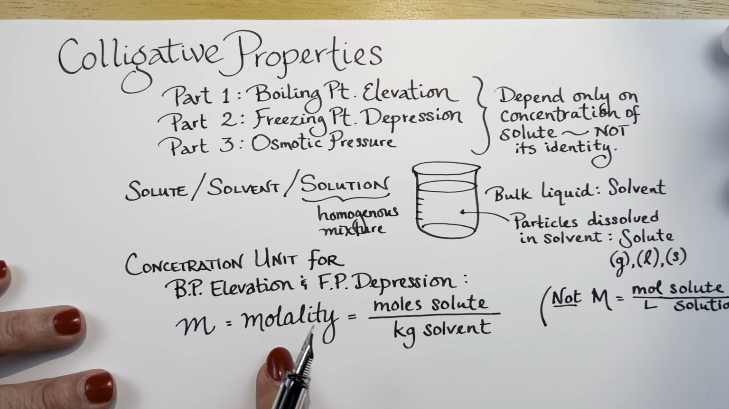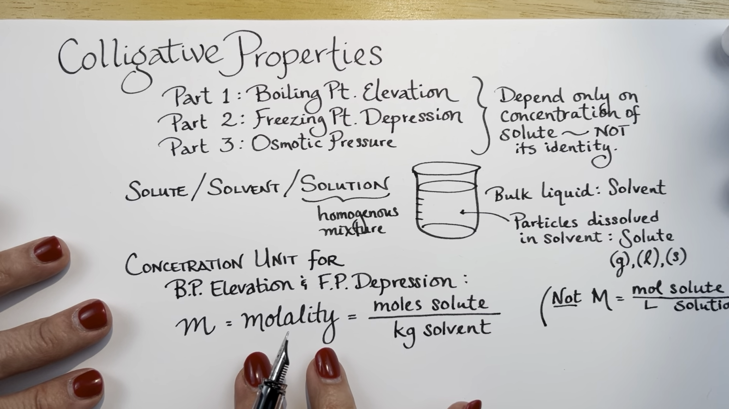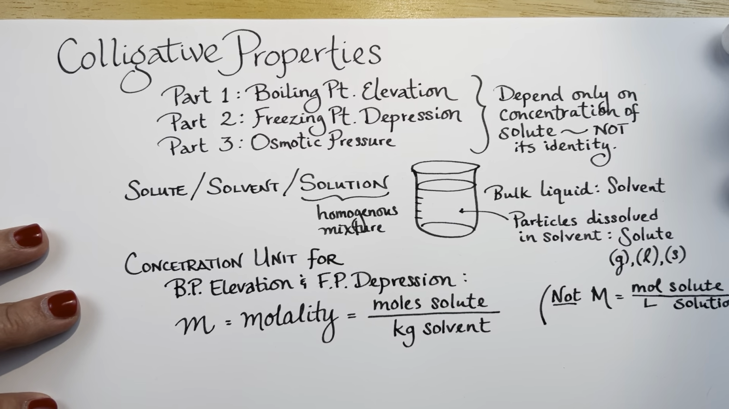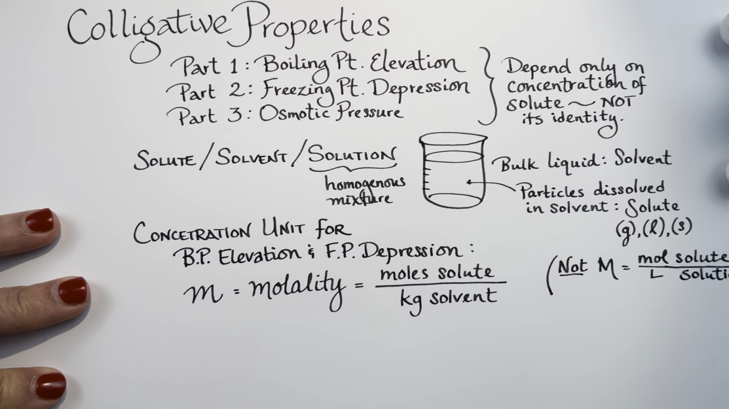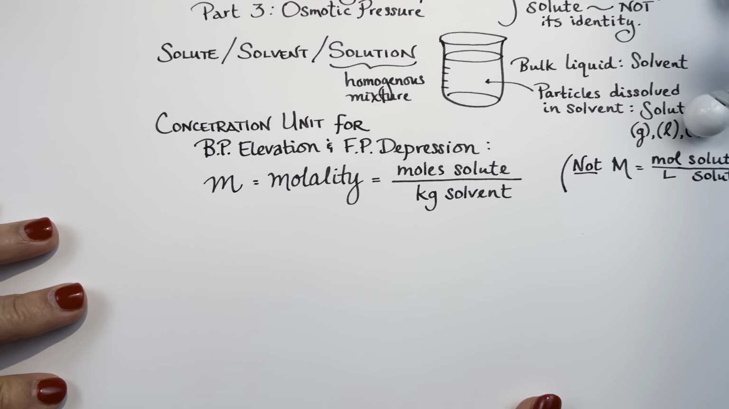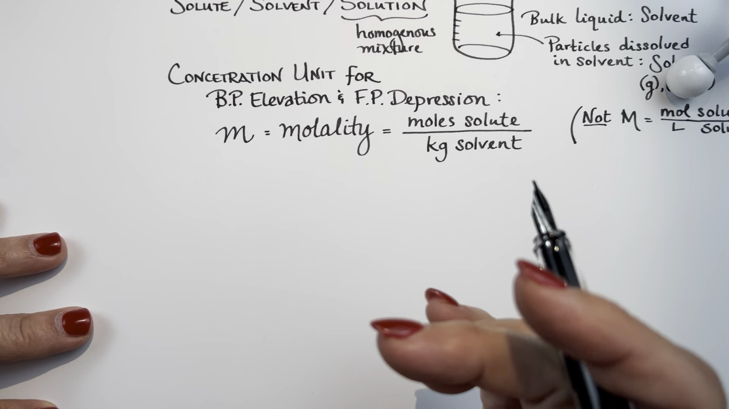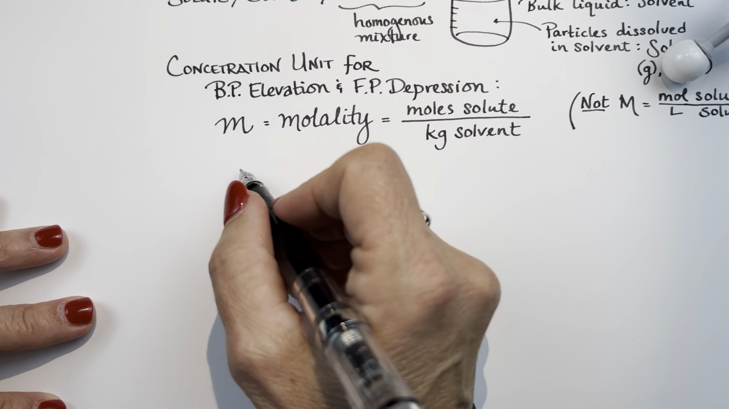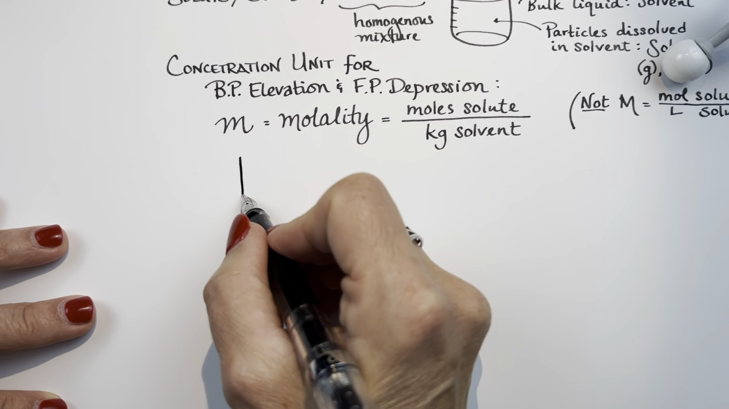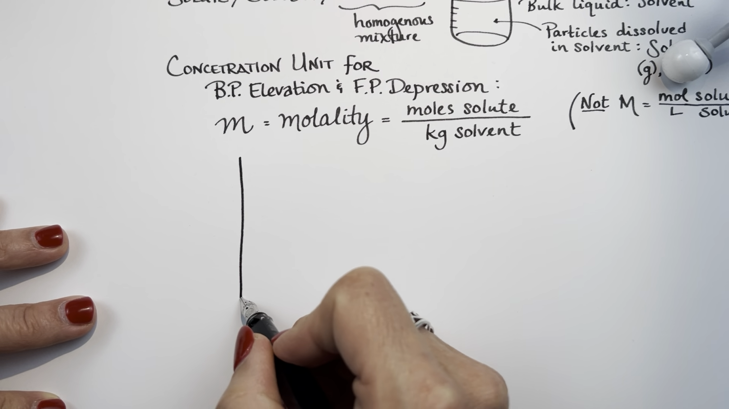Okay, so now let's take a look at what is happening here when we have boiling point elevation, freezing point depression. And as an overview, I want to look at a phase diagram. All right, what is a phase diagram?